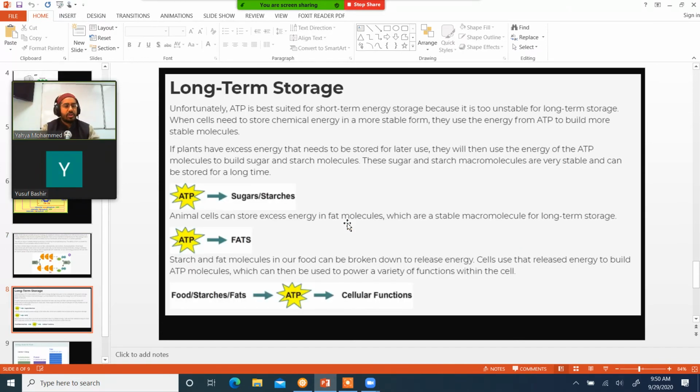All right. So for long-term storage, you need other kinds of things. You need sugar, starches like potatoes, right? You need fats, like in fat cells. All of these are long-term storage molecules. So let's suppose you have some excess energy in the cell, then you're going to turn the energy of ATP back into these molecules for long-term storage. Then when you need them again, you're going to turn them into ATP again, right? So everybody can understand that process, right?